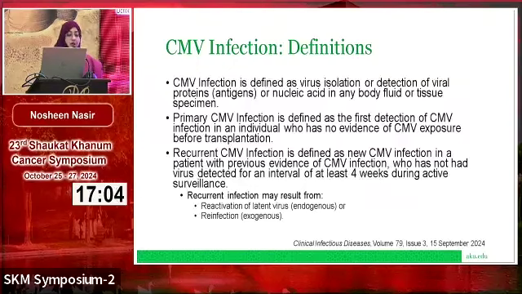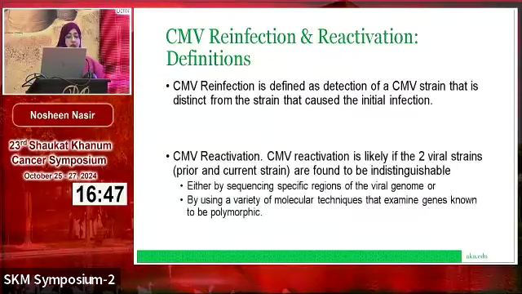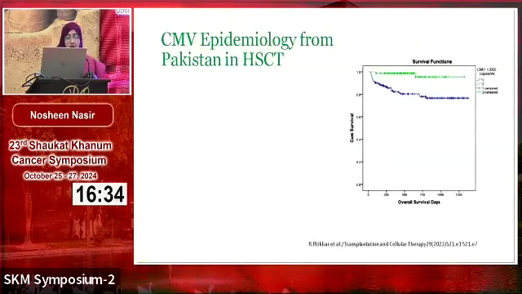Now, recurrent infection may be the reactivation of latent virus, endogenous, or it may be reinfection or acquired infection. So reinfection is defined as detection of a strain that is distinct from the strain that caused the initial infection, whereas reactivation is likely if the two viral strains, current and prior, are found to be indistinguishable. And the way to differentiate between the two is through sequencing specific regions of the viral genome.